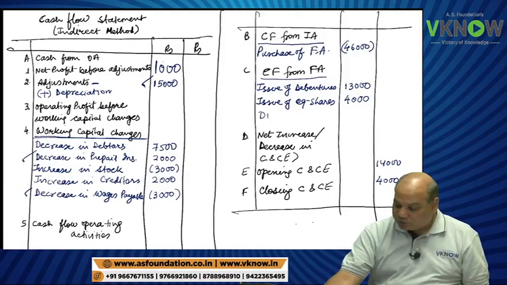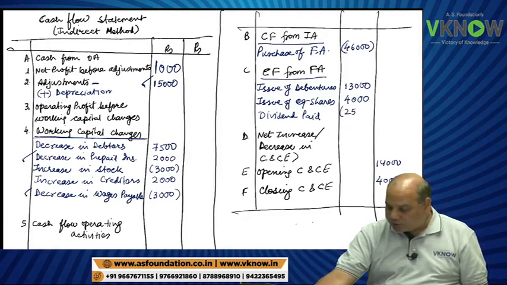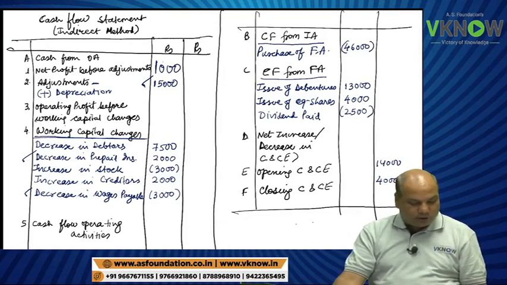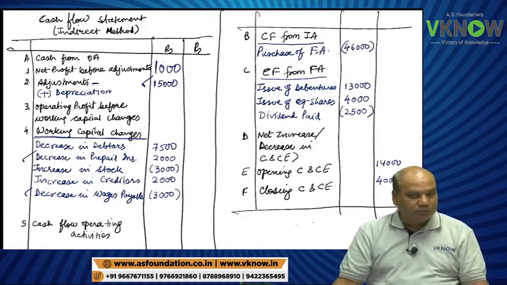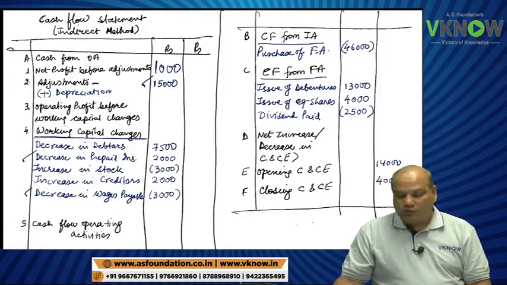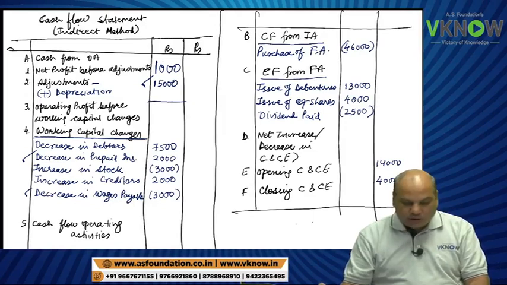Dividend paid also will come in financing activities. Dividend paid 2,500 given below the P&L account. Then it is given that fixed asset of 46,000 was purchased, but that we have done. Now the time has come to close this answer.